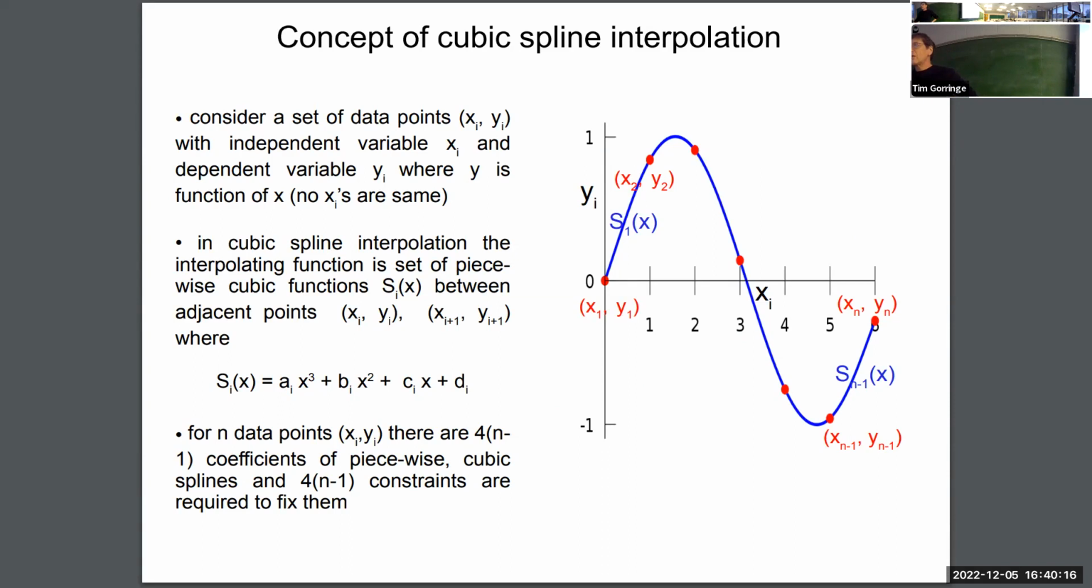So let's take a look at a particular spline now, rather than just general splines. We're going to look at cubic splines, where between each pair of adjacent data points, we're going to interpolate with a cubic spline between each of these pairs of data points.